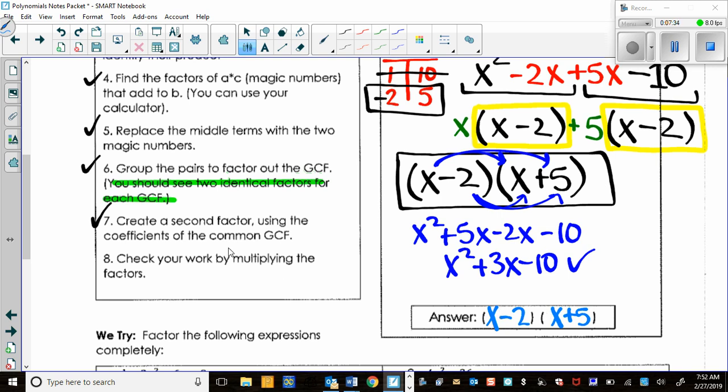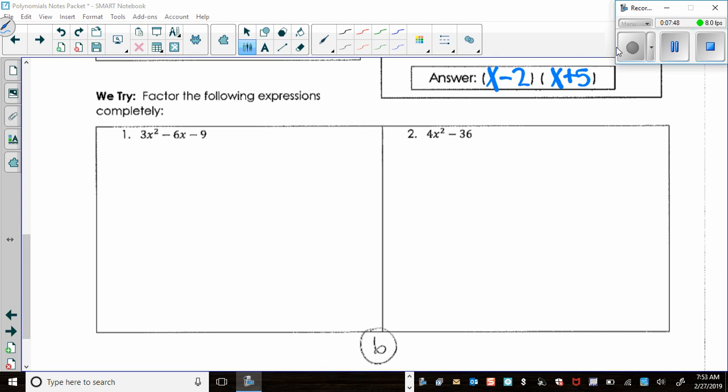All right, so that was factoring. So let's go ahead and look at the next problems. Pause the video at any time so that you can figure it out on your own, and then you can check back with my answers. All right, so we have these two problems here. So I'm going to go ahead and start.